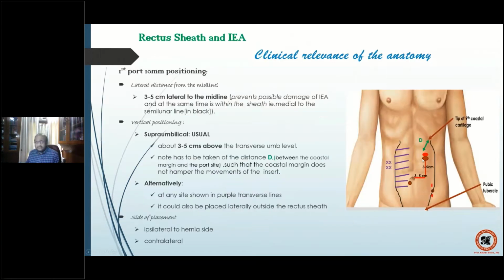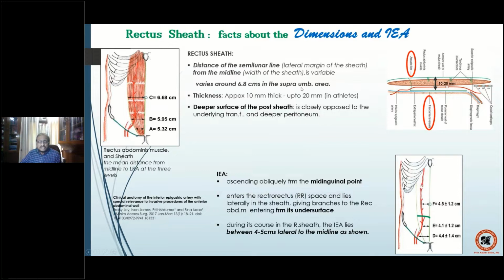The next thing that we have to understand is the distance of the semilunar line from the midline. If you look at the distance, it varies from the xiphisternum down to the pubic tubercle, to the pubic symphysis. In and around the umbilicus and supraumbilical region, it is roughly about 6.5 to 7.5 centimeters from the midline. This is fact number one.